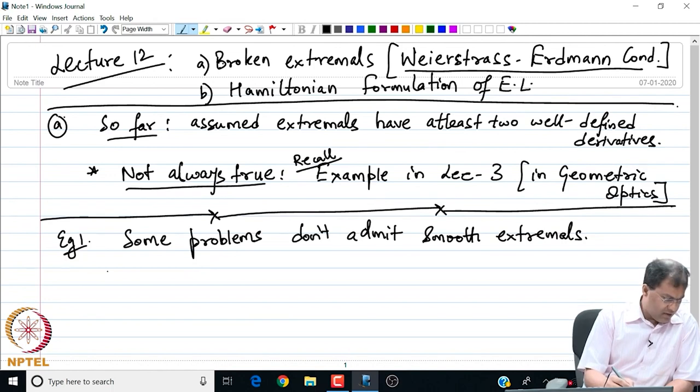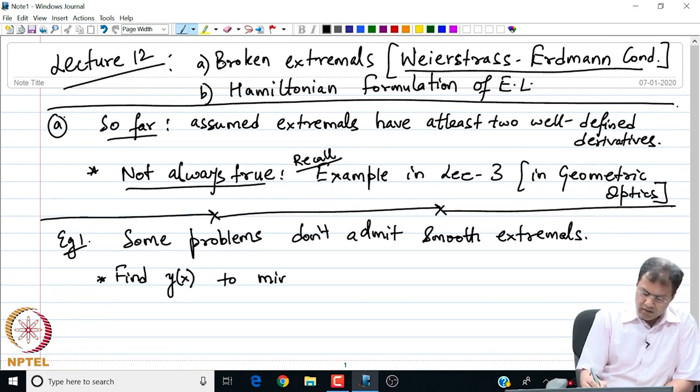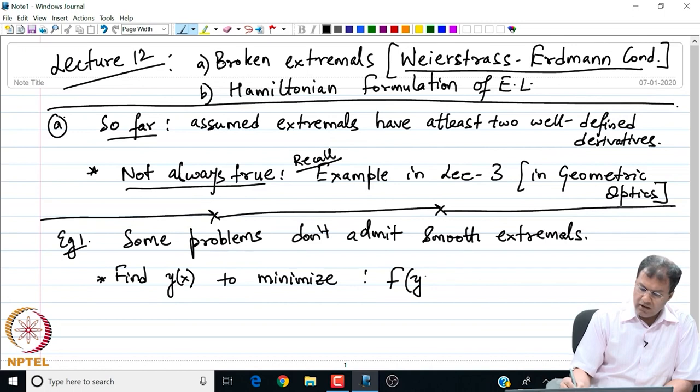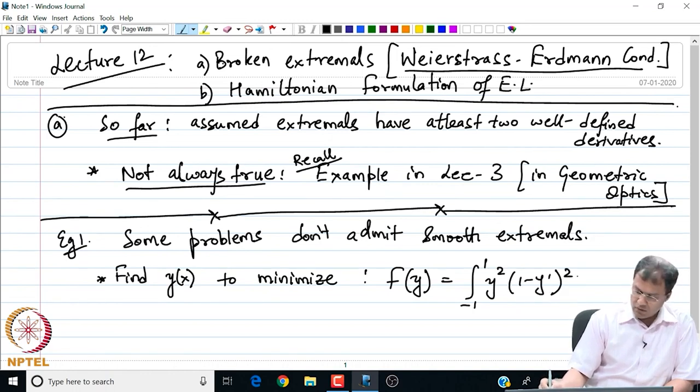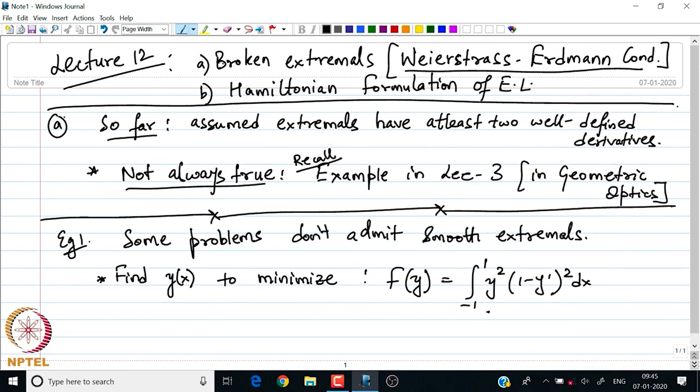So, the problem that I have is, we have to find y of x to minimize this functional F of y, which is given by the integral from minus 1 to 1 of y squared times (1 minus y prime) whole squared dx, subject to two boundary conditions: y of minus 1 is 0 and y of 1 is 1.